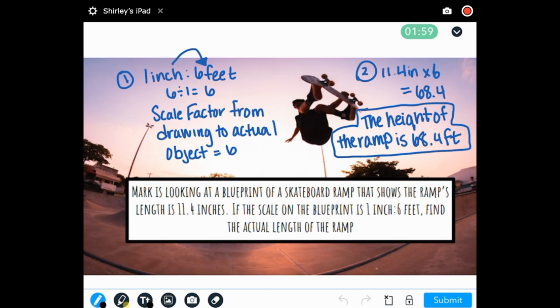You are more than welcome to use your calculator. I see some of you doing some mental math on the paper, which is fantastic, but just double check yourself. If you're multiplying something by 0.4, you can't just stick a 0.4 at the end of your answer. So 6 times 0.4.